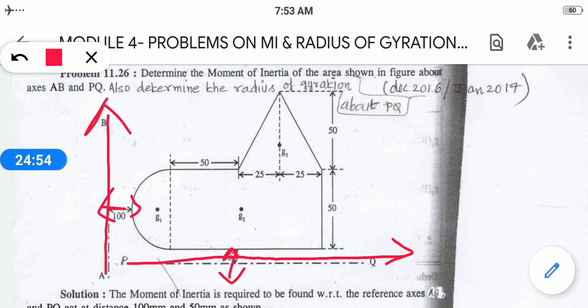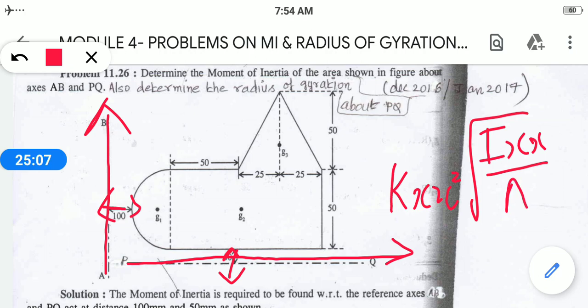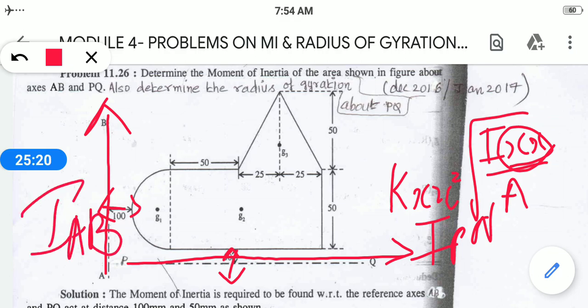They had also asked to determine the radius of gyration about PQ. PQ is our Ixx, so we need to find the radius of gyration Kxx, which is equal to square root of Ixx divided by A. They have not yet given this as XX or YY. So instead of XX we can substitute I of PQ, and this is I of AB. The notations may differ according to your wish, but the formula should be the same.